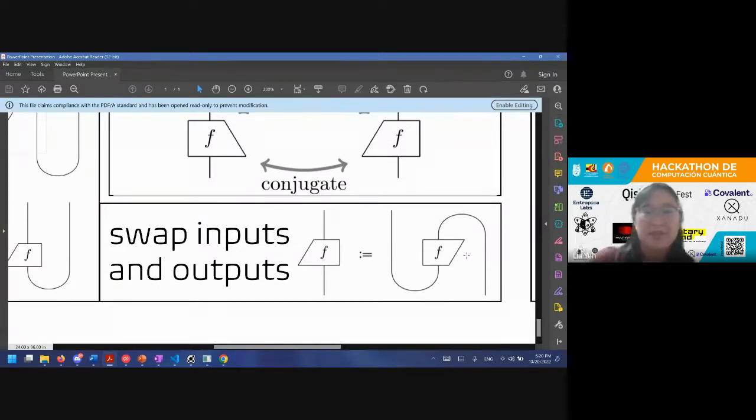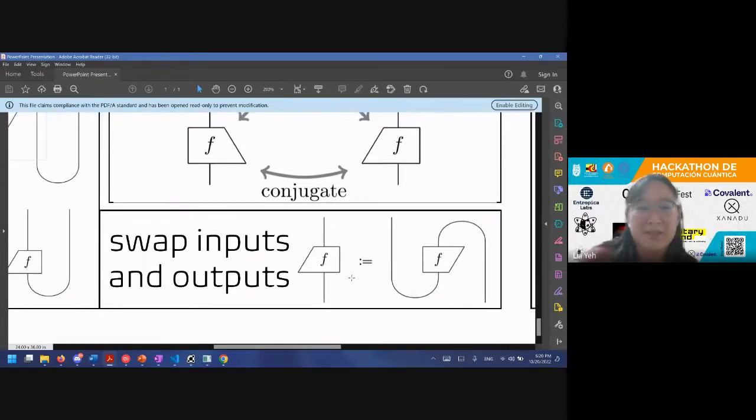This interpretation is in line with the fact that F is just a linear map, so you can always write it as a matrix. And if you take the transpose of a matrix, then the inputs and the outputs are literally swapped. So whenever you rotate a diagram with its inputs and outputs 180 degrees, that's just the transpose.